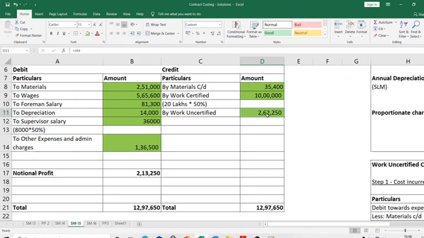Now these problems, if you completely understand, as I told in the beginning, any problem you should be able to do. Okay, so I'll do one thing. I'll stop this lecture with this. In the next lecture, I'll continue to do the other 3 or 4 problems, and with that we can wind up our contract costing.